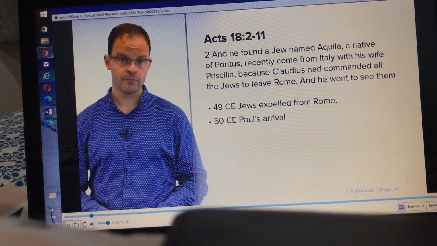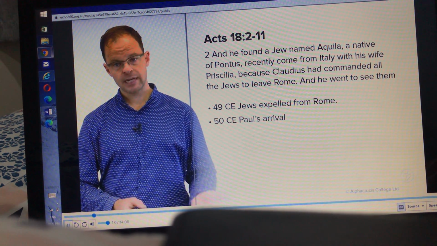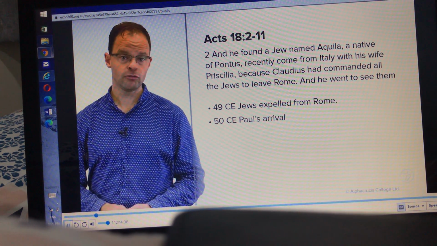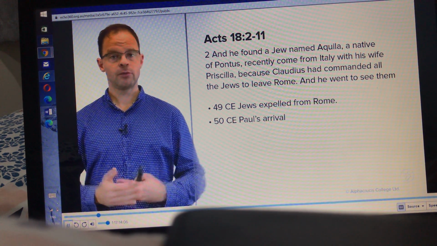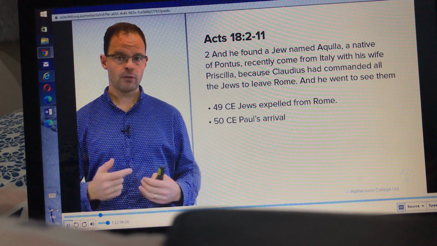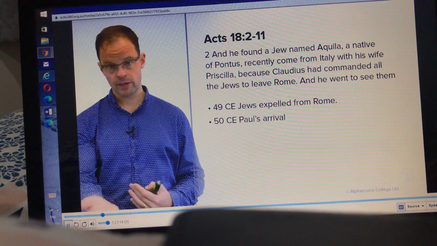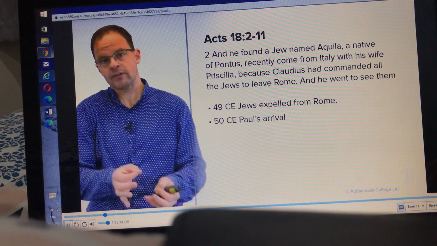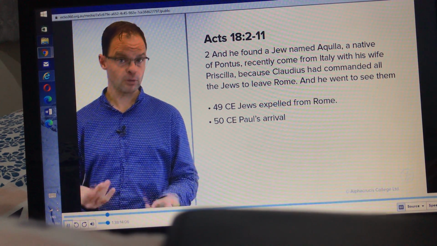If we pick up the story from Acts chapter 18, verse 2, it says that he found a Jew named Aquila, a native of Pontus, recently come from Italy with his wife Priscilla, because Claudius had commanded all the Jews to leave Rome, and he went to see them. So when Paul first arrived in Corinth, there was already a couple of Christians there, Priscilla and Aquila, who'd only just arrived there themselves. Now, in 49, we know that Claudius had expelled all the Jews from Rome, and so some of them, as it turns out, have turned up in Corinth. And so what it meant was that when Paul first arrived, there were at least a couple of Christians. So he wasn't the first Christian in the city, but certainly there was no established Christian community there.